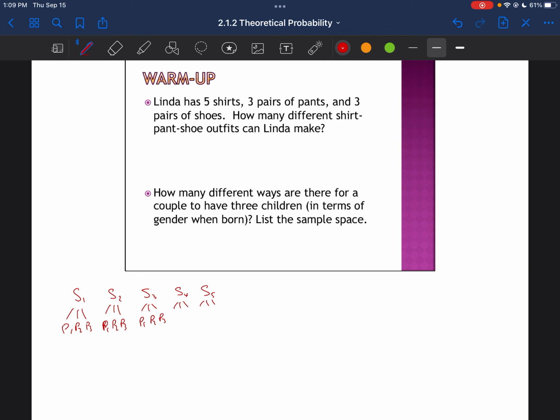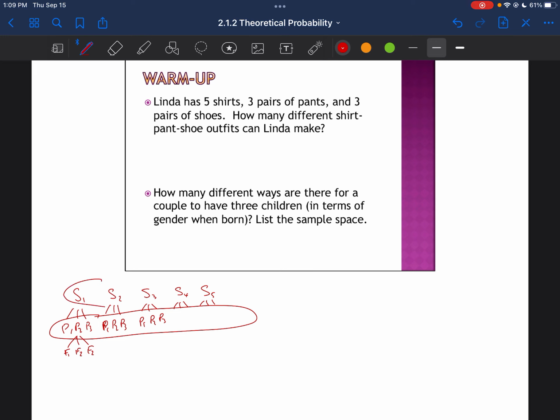And for each shirt and pant combination, there's also a pair of shoes. I'm just going to put F for foot. So she's got shoes 1, 2, and 3. Now, how do I get how many pairs of pants could go along with the shirts? How many different combinations so far?